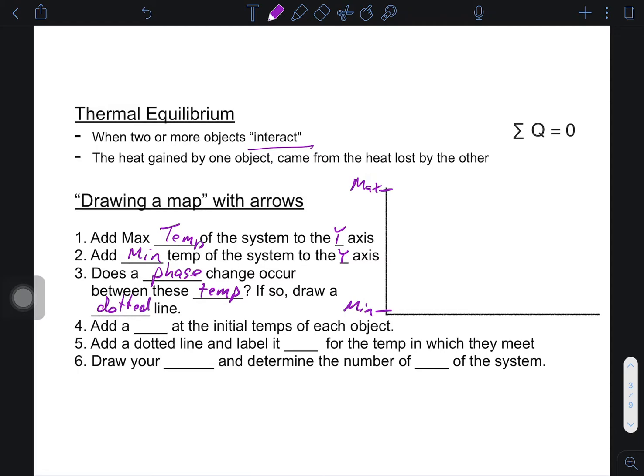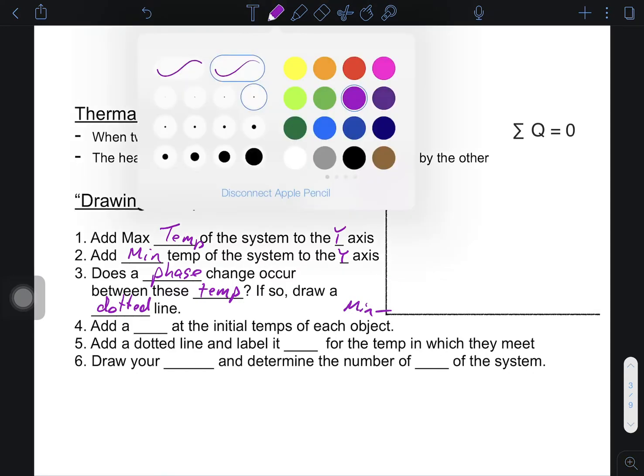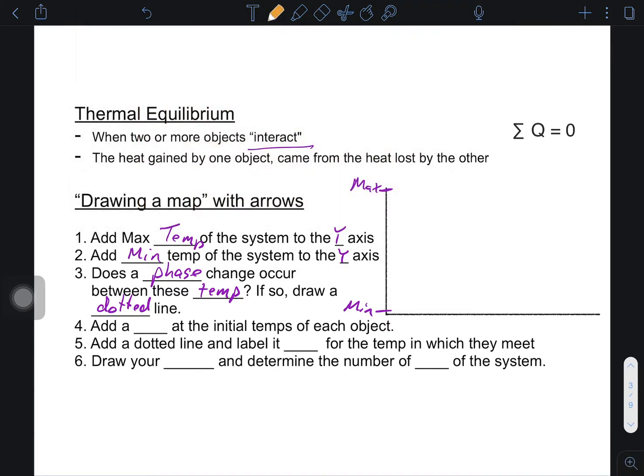If so, we're going to add that dotted line. So we would go something like that. However, I'm going to erase that in just a second because we would have a phase change. But we aren't going to deal with phase changes this week. But if there was, that's what we'd have to do. We'd have to go through and say, oh, look, there was a phase change, and then we draw that dotted line. However, that's not this week.